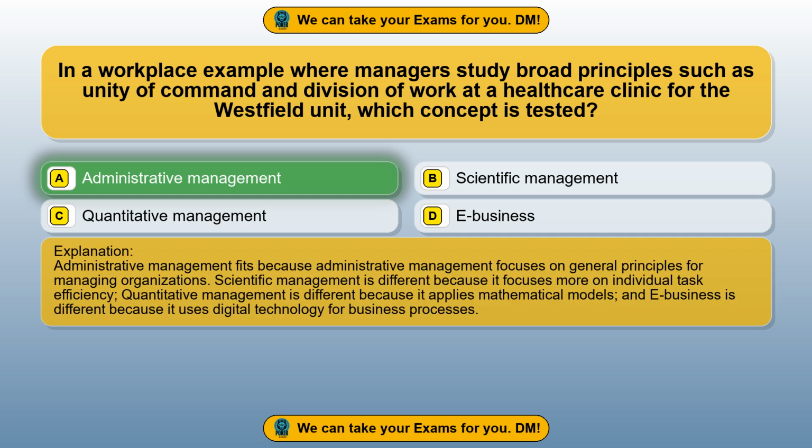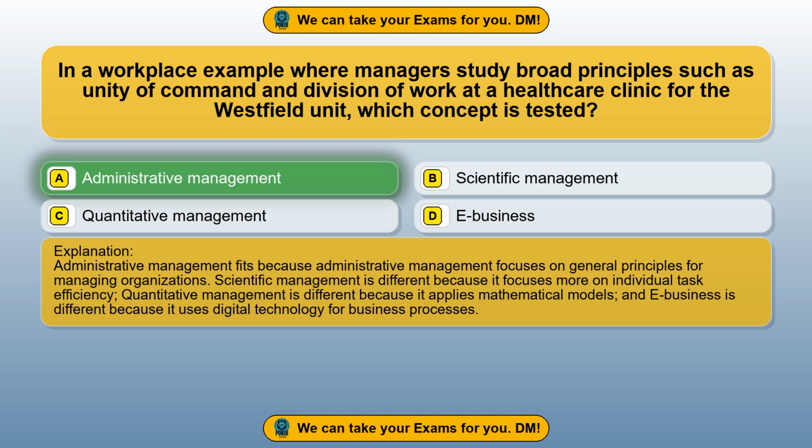Administrative management fits because administrative management focuses on general principles for managing organizations. Scientific management is different because it focuses more on individual task efficiency. Quantitative management is different because it applies mathematical models, and e-business is different because it uses digital technology for business processes.